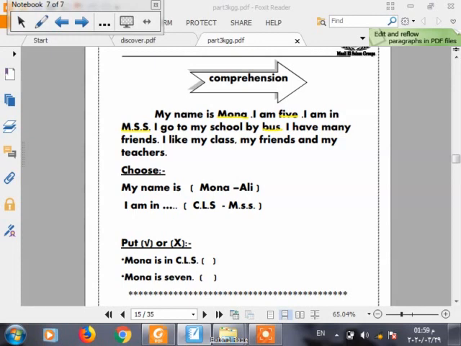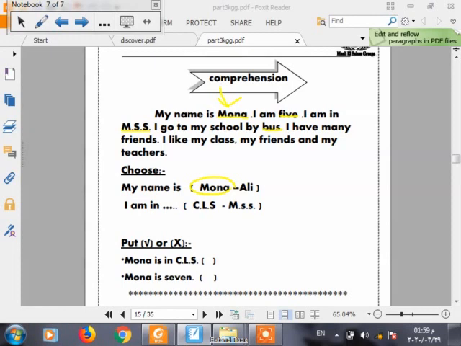Okay? The first question here is choose. So we will choose between the brackets. Okay? My name is... What's your name? Oh, her name is Mona. So make a circle around Mona. So she's Mona or Ali? Mona. I am in CLS or MSS. MSS, right? Let us now go to our paragraph and we will find it.